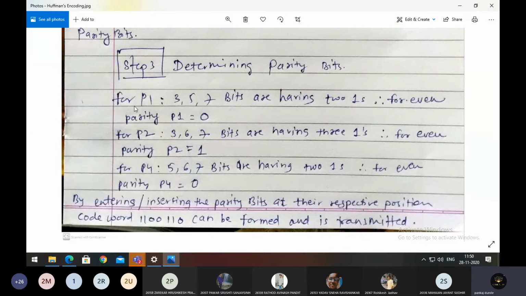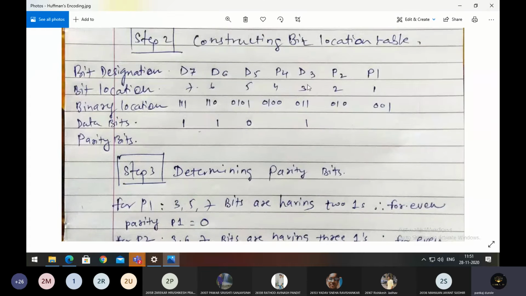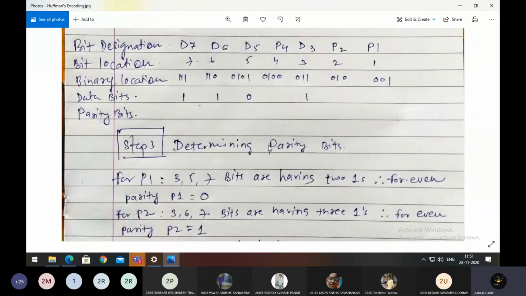Now for P1, there is a formula for P1, P2 and P4. We need to observe this all the time. This is a formula actually: bits 3, 5 and 7 for P1, bits 3, 6 and 7 for P2, bits 5, 6 and 7 for P4. So for P1, we need to come here: 3, 5 and 7. At locations 3, 5 and 7 we have 1, 0 and 1.